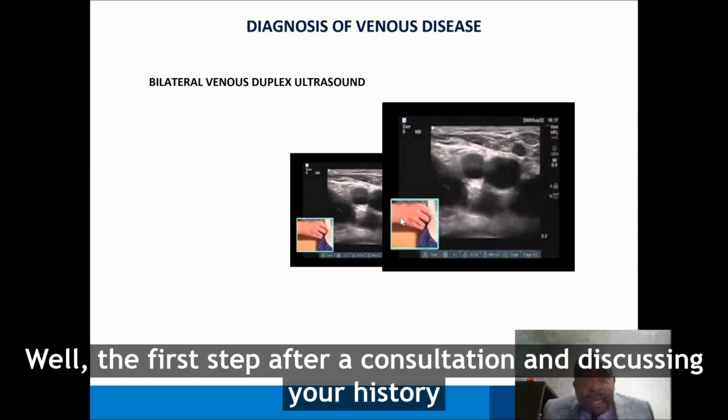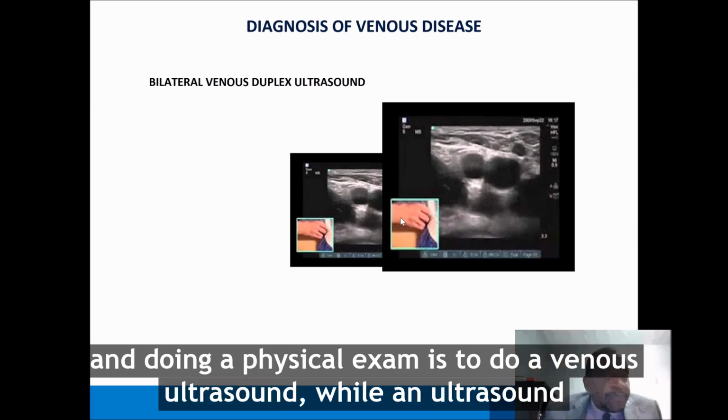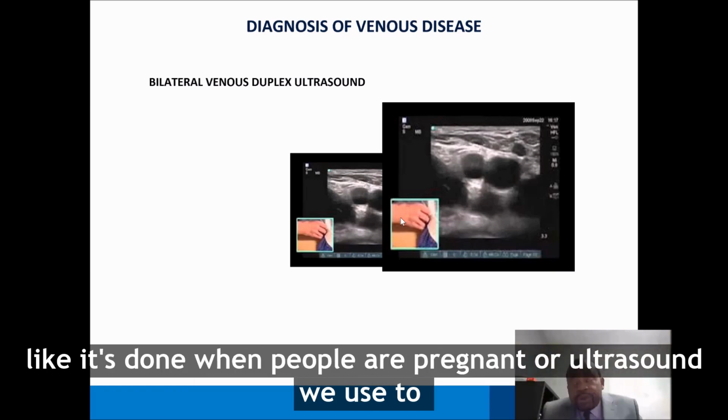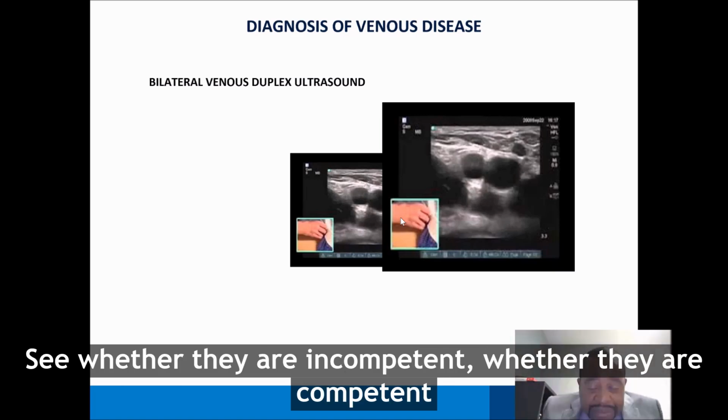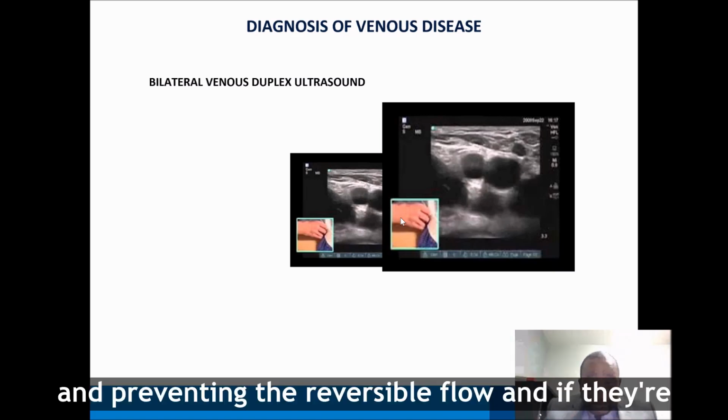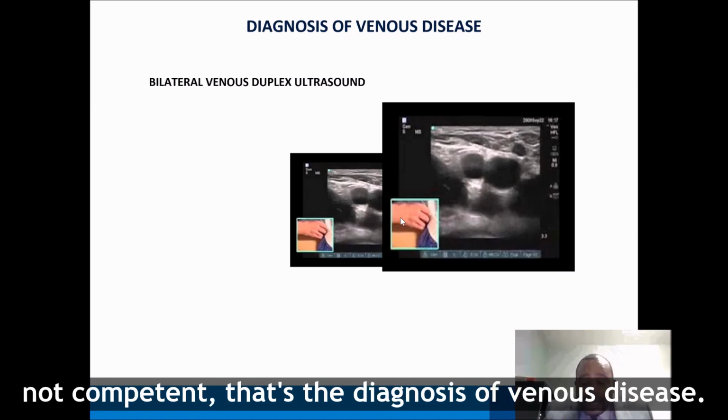Well, how do we diagnose venous disease? Well, the first step after a consultation, discussing your history and doing a physical exam, is to do a venous ultrasound. Ultrasound like it's done when people are pregnant, we take an image and then look at the veins and look at the valves, see whether they're competent and preventing the reversal of flow. And if they're not competent, that's the diagnosis of venous disease.